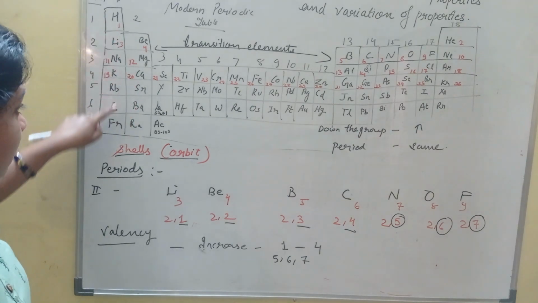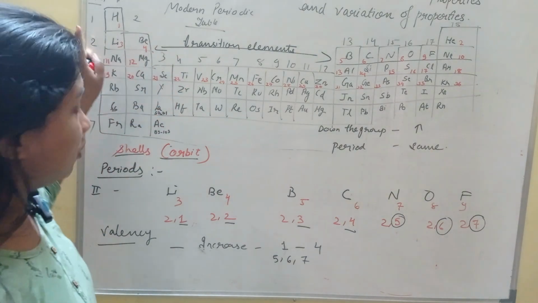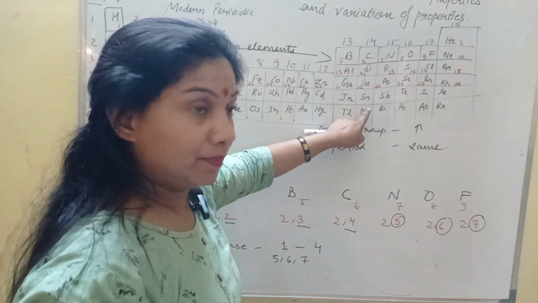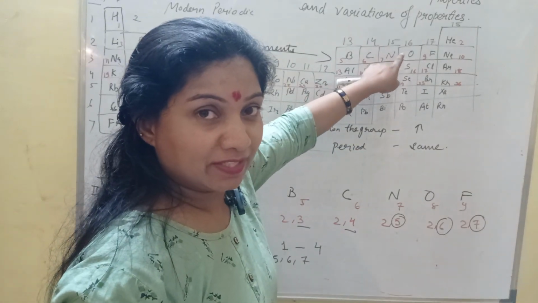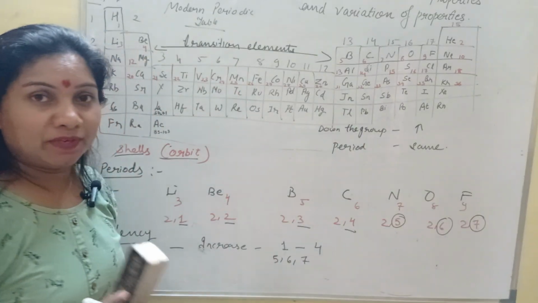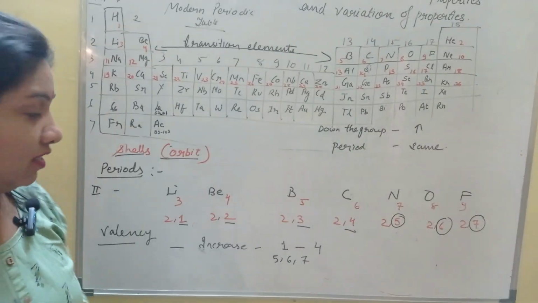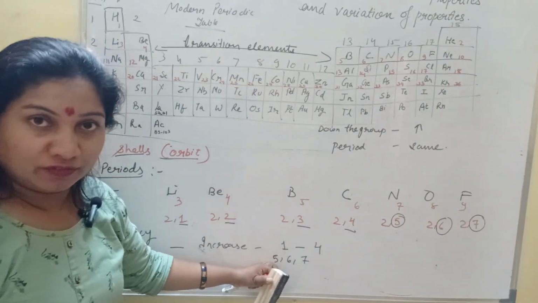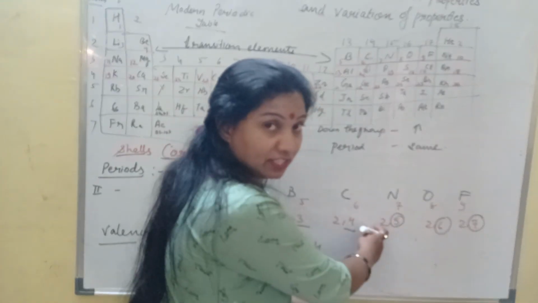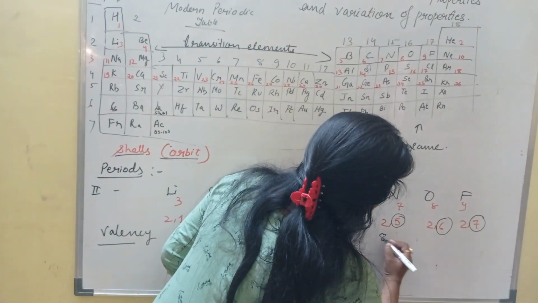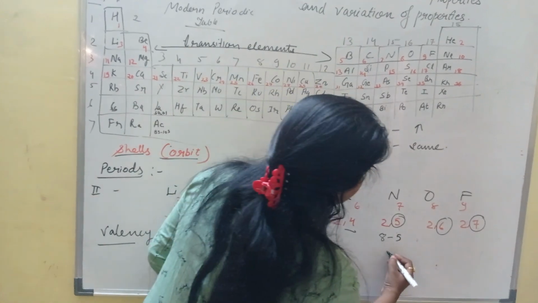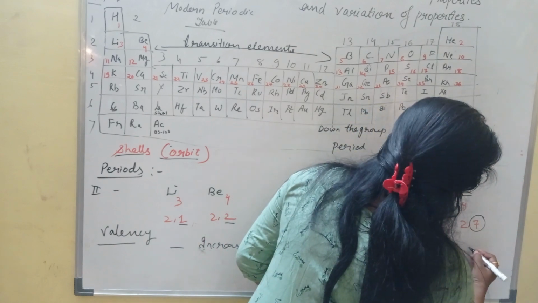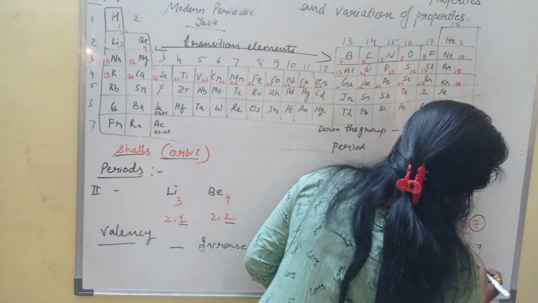This will have 1 valency for all the elements, 2 valency for all the elements, 3 valency for all the elements, 4 valency for all the elements, but not 5 valency for all the elements. What you have to do? Maximum electrons that can be accommodated is 8. So to find out the valency for nitrogen, simply you have to subtract 5 from 8. 8 minus 5, valency will be 3. 8 minus 6, valency is 2. And 8 minus 7, valency is 1.